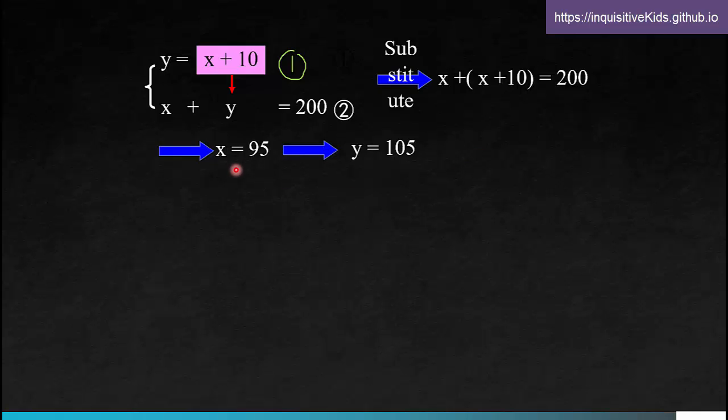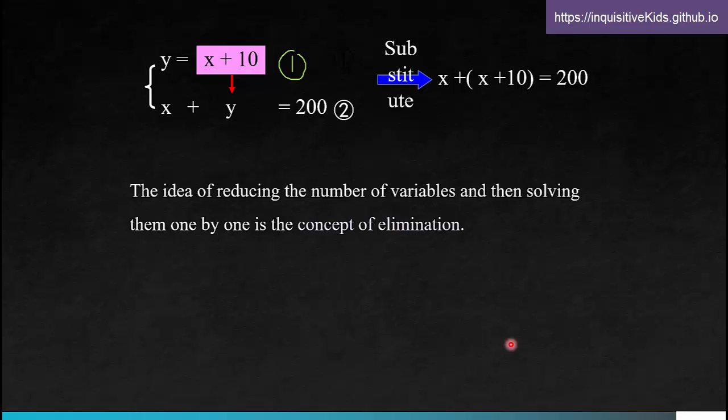Therefore, if you substitute this value back into the first equation, you add 10 to x and you have 105 for y. The solution to the system, y is equal to x plus 10, x plus y is equal to 200, would be x is equal to 95, y is equal to 105. As you can see, even the solution, we have it combined with brackets. So that's something that you should pay attention to when you're writing your answer.